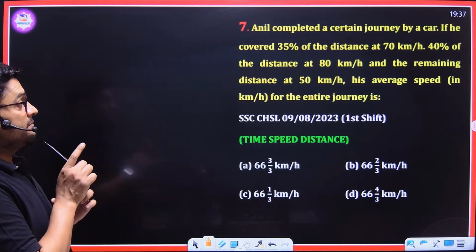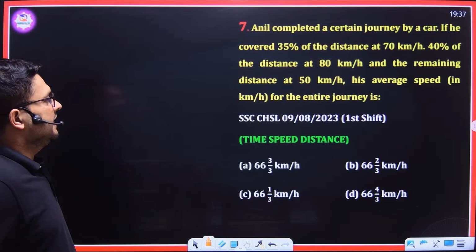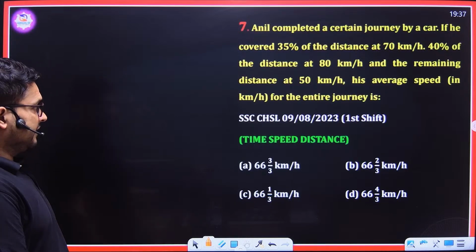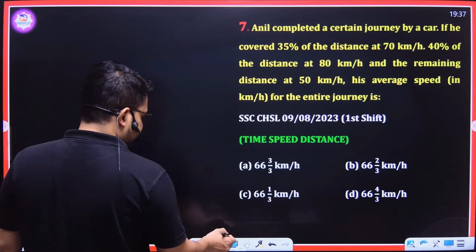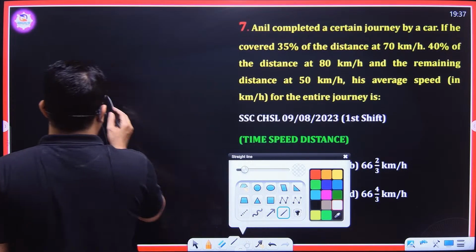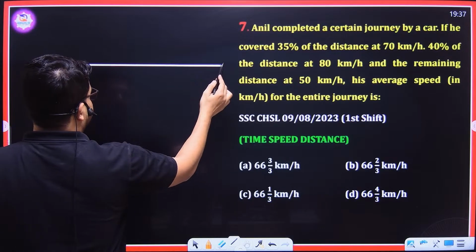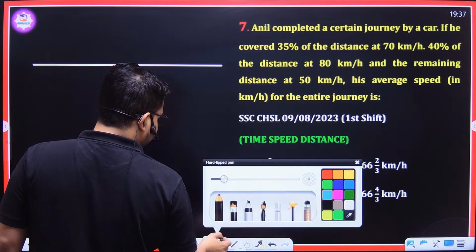Next, Anil completed a certain journey by a car. If he covered 35% of the distance at 70 km per hour, 40% of the distance at 80 km per hour, and the remaining distance at 50 km per hour, what is his average speed in kilometers per hour for the entire journey? See, Mr. Anil completed a certain journey. This one is the journey of Mr. Anil. He has done it in three parts.